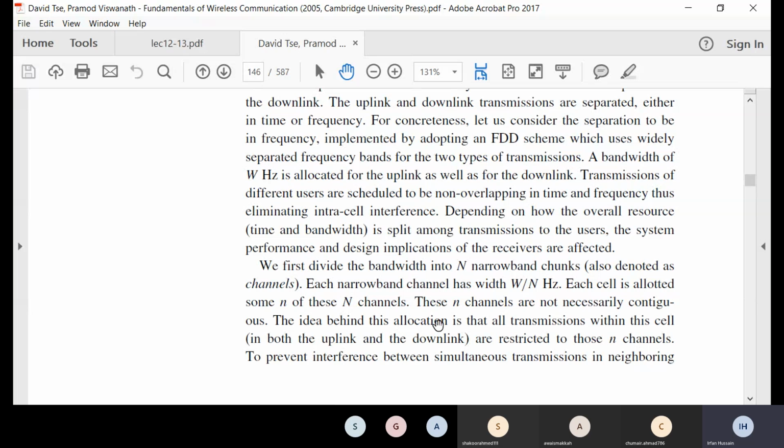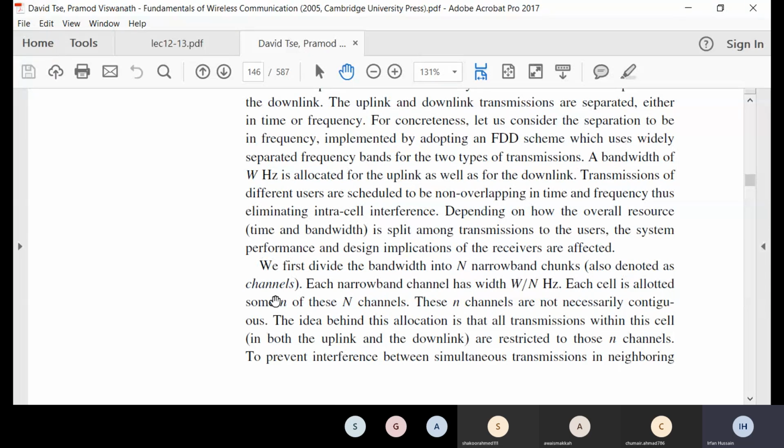So each narrowband has a width W over N. Let us say W megahertz is the total, and N is the number of chunks. We saw in GSM the chunk is 200 kilohertz. So let us say if this is 2 megahertz, which is 2000 kilohertz, I can make 10 chunks. 2000 kilohertz divided by 10, I will get 200 kilohertz. So one narrowband will be of 200 kilohertz.